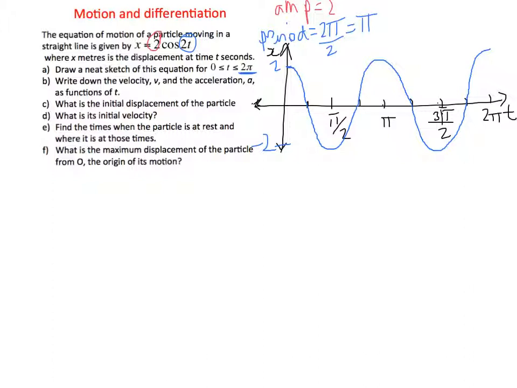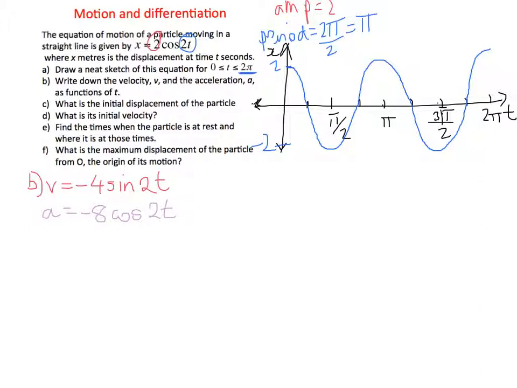So there is the graph of our displacement versus time for t in between 0 and 2 pi. Part B, write down the velocity and the acceleration. Remember velocity is the first derivative. So differentiating 2 cos 2t, cos goes to negative sine, and we differentiate the 2 there. So it's going to be -4 sine 2t, and our acceleration, differentiating that again, you're going to get -8 cos 2t.